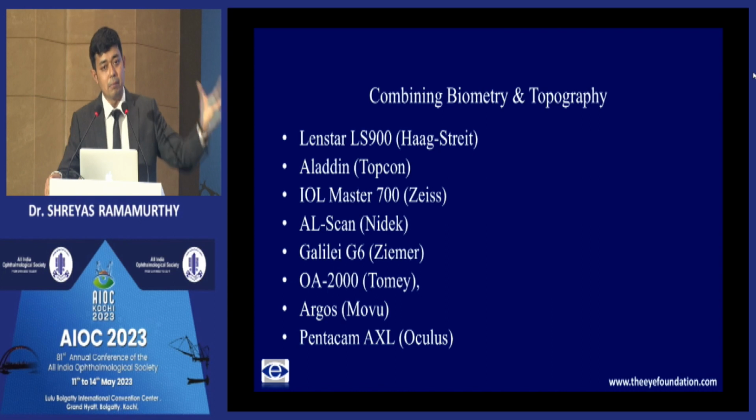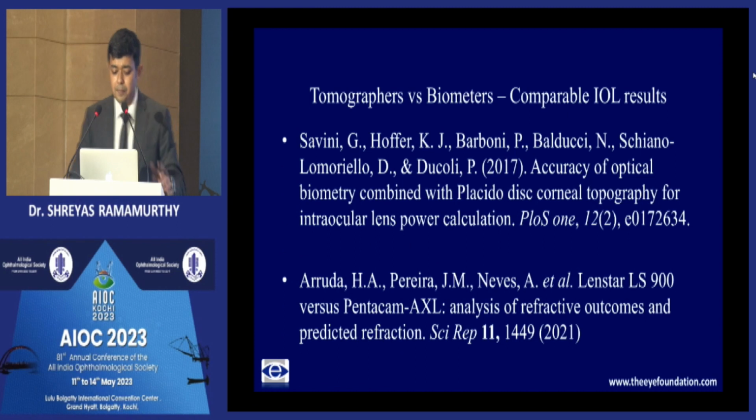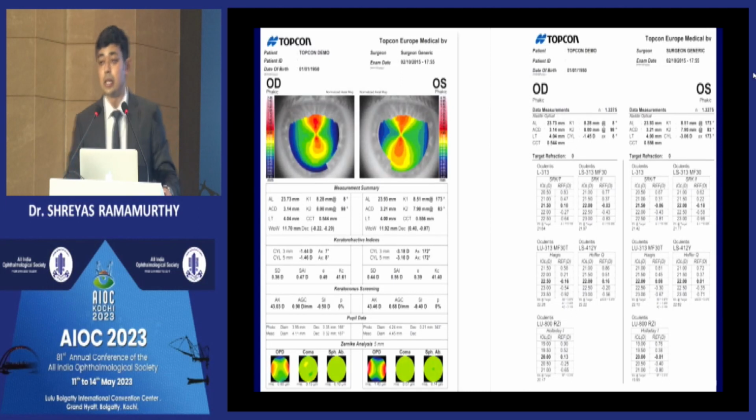Some of them were primarily Scheimpflug devices, which have now incorporated axial length, and the other way also, where the biometers are now giving us a simple Placido device image. Multiple studies have compared different devices, that is the Scheimpflug devices, which provide the axial length, versus the classic biometers, and they have found that the results are quite comparable, and you can use any of these devices.